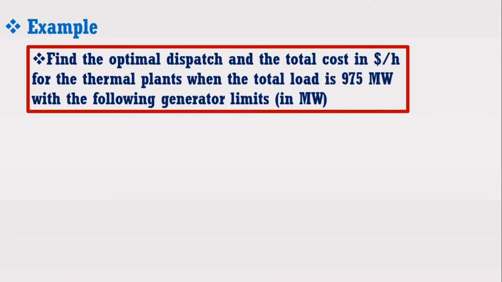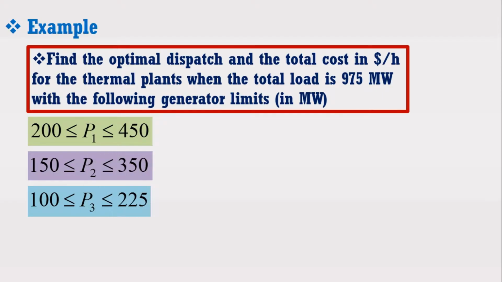We have to find the optimal dispatch and the total cost in dollar per hour for the thermal power plants when the total load is 975 megawatt, with the following minimum and maximum generator limits in megawatt. The mathematical solution of this example can be found in the Hadi Saadat book. For your convenience, I have uploaded the example solution in the form of a PDF link in the description section. You can download it from there.